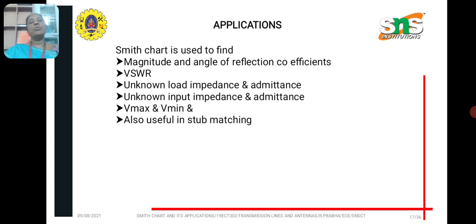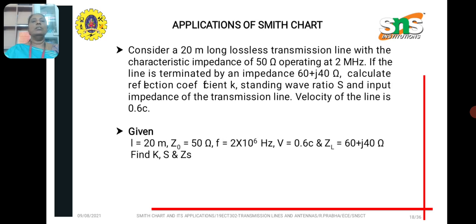Unknown load impedance and admittances are obtained, unknown input impedance and admittances are obtained, maximum voltage and minimum voltage levels are obtained from the Smith chart, and this is also useful in stub matching. So these are the applications of the Smith chart.